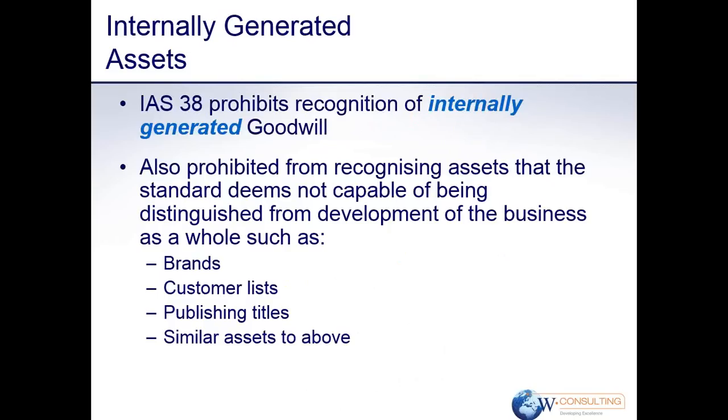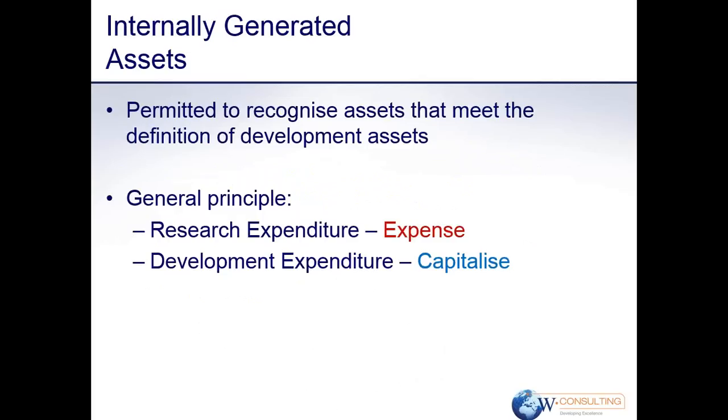And similar types of assets, benefits, things such as brand names, customer lists, publishing titles, and any other similar asset to these types of benefits would also be prohibited from being recognized as intangible assets. However, IAS 38 does permit some internally generated assets to be recognized, specifically internally generated development costs or development assets. Now, the general principle here as well is that research expenditure is expensed as and when it's incurred, whereas development expenditure that meets certain criteria is able to be capitalized as an internally generated intangible asset.